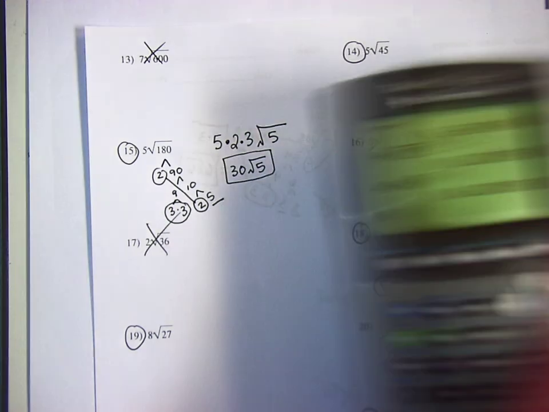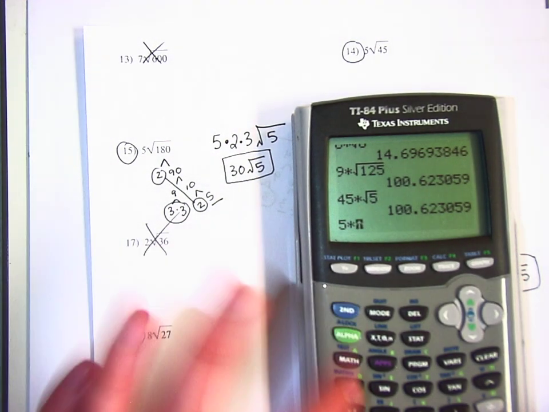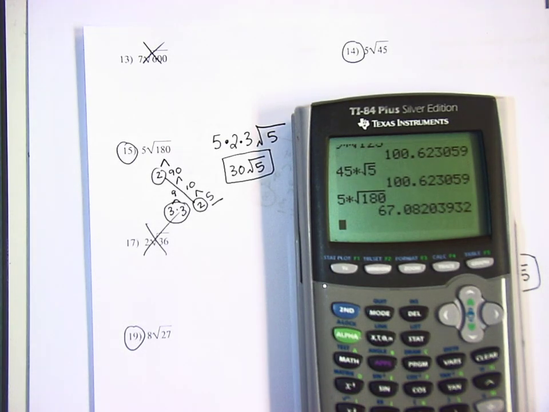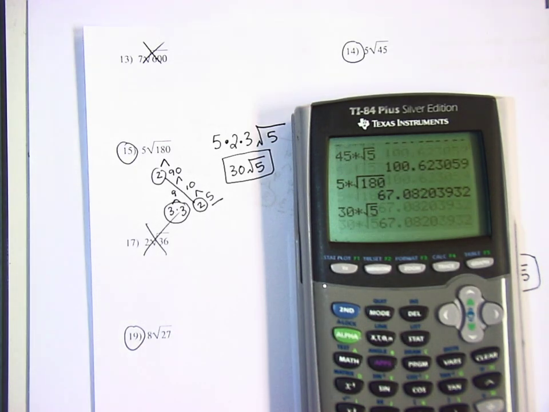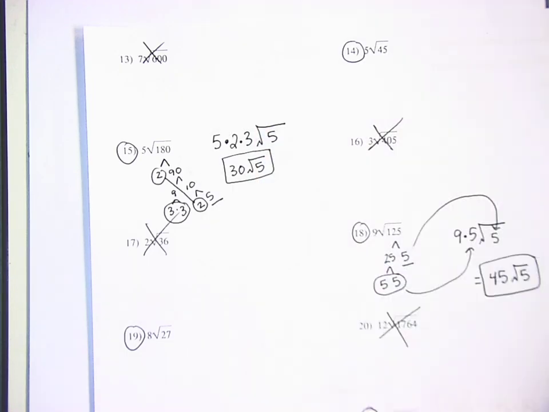I'm going to see if I'm right. In my calculator, I'm going to take 5 times the square root of 180, 67.08. And then I'm going to take 30 times the square root of 5 and see if I'm correct, which is also 67.08, so I am correct.